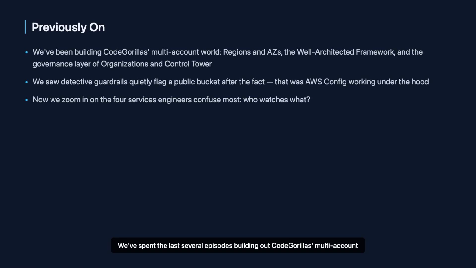We've spent the last several episodes building out Code Gorilla's multi-account world, regions and availability zones, the well-architected framework, and the governance layer of Organizations and Control Tower. Back in the Control Tower episode, we saw Detective Guardrails quietly flag a public bucket after the fact. That flagging was actually Amazon Web Services Config working under the hood. Now we zoom right in on the four services engineers confuse the most, and the question that separates them: who watches what?